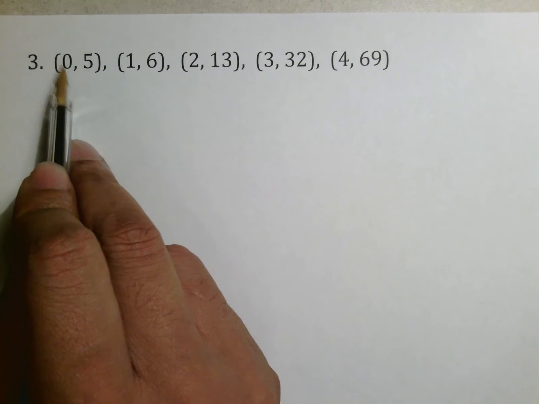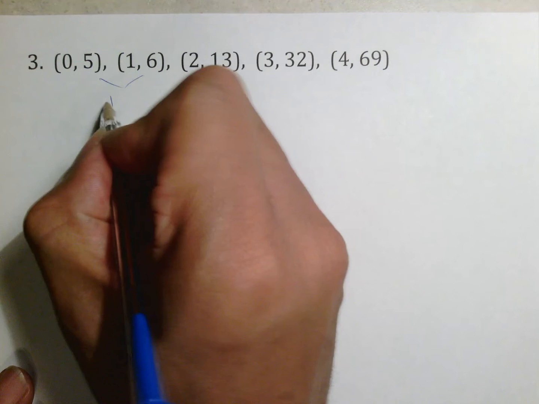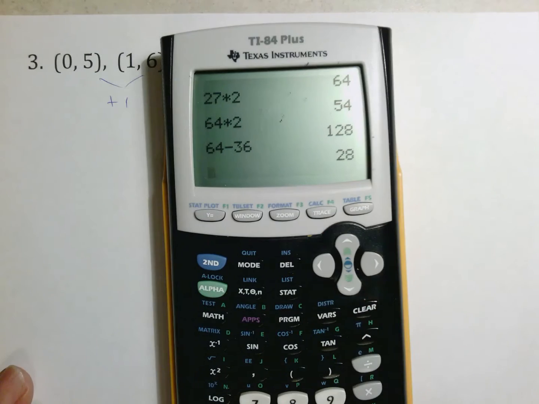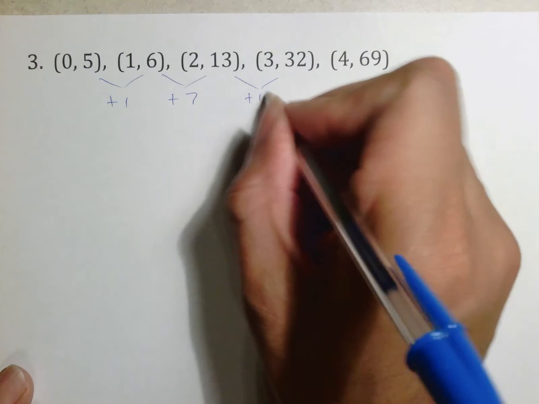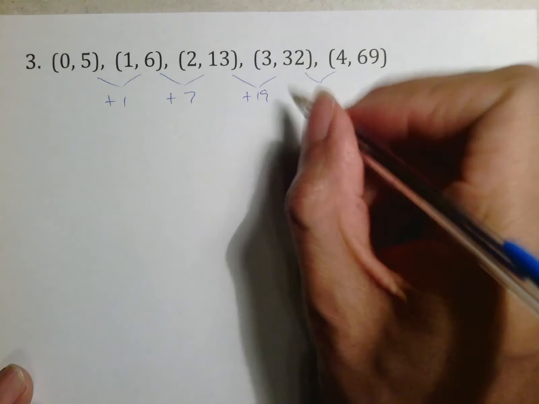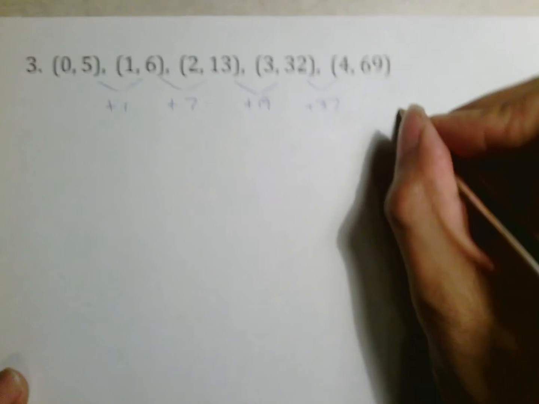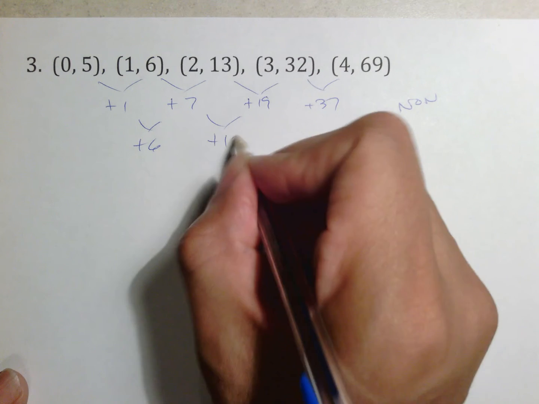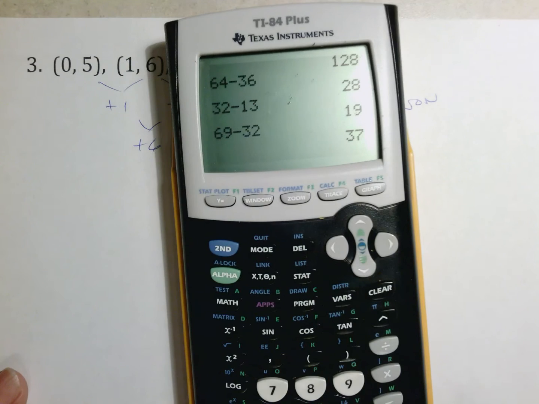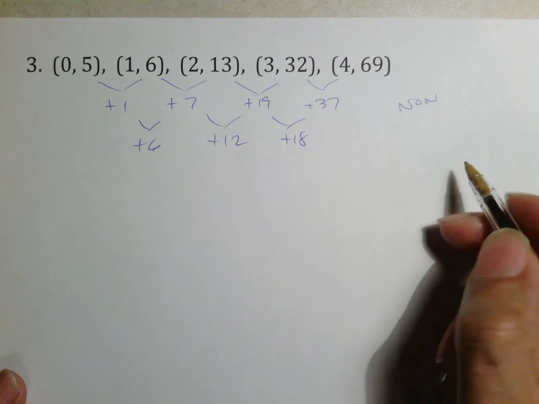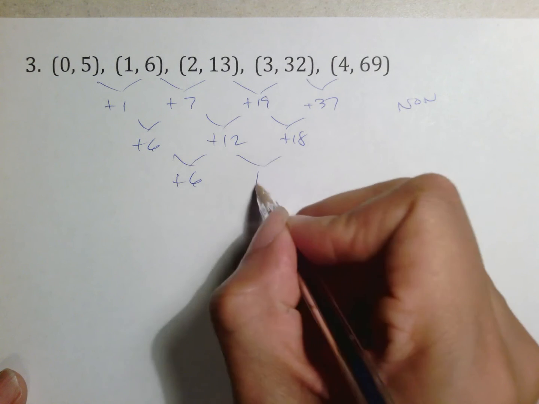Here on the third problem, notice again 0, 1, 2, 3, 4 is good. So now we check the common difference. Plus 1 there, 7 there, 13 to 32 is 19, 32 to 69 is 37. So definitely nonlinear. Checking the second part. Plus 6 there, plus 12 there, 19 to 37 is 18 there. So second check didn't work either. Third check, 6 to 12 is 6, 12 to 18 is 6.